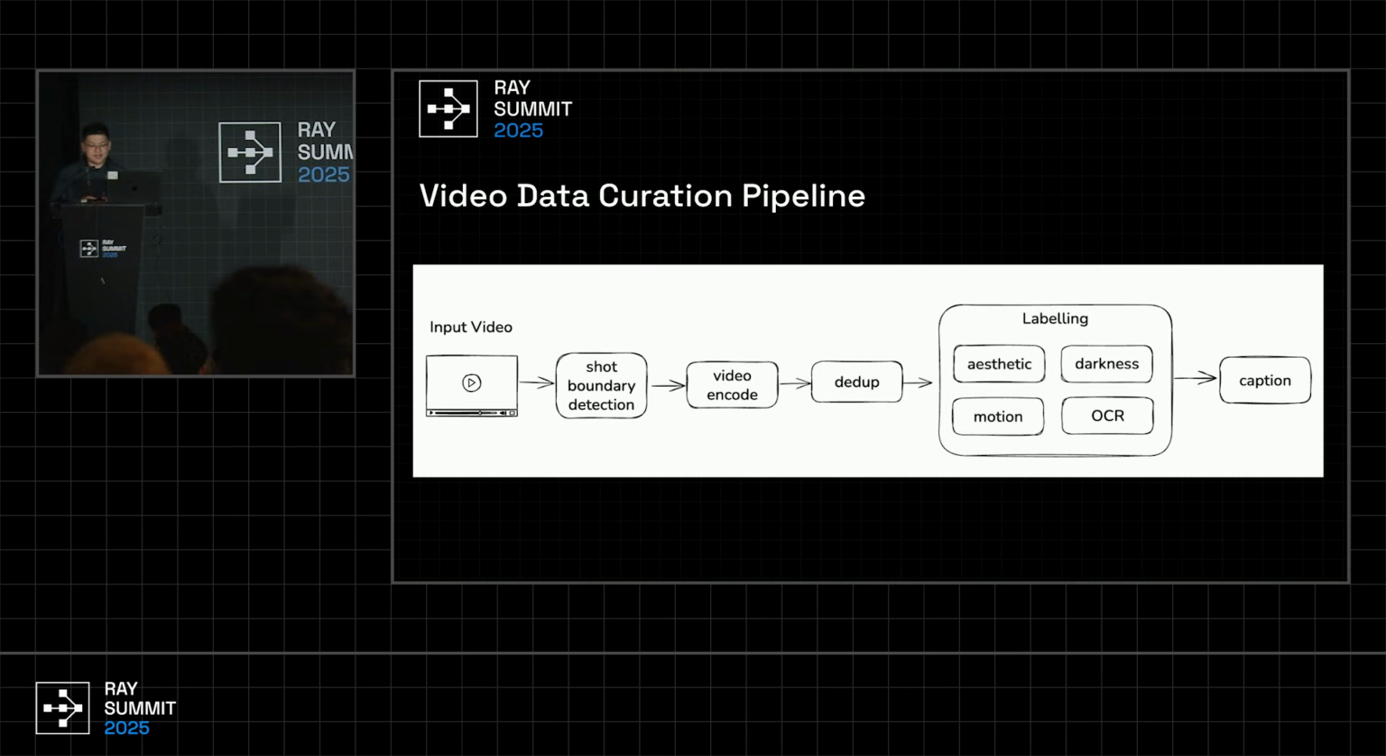At the last stage, we will run the captions. The caption just gives a text description about the video. And this will be used for our final video gen model training.